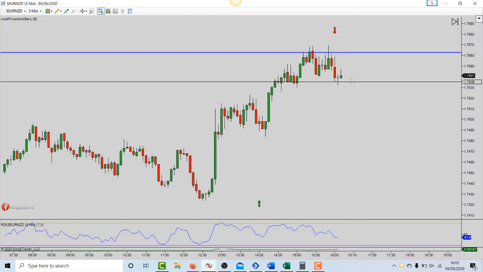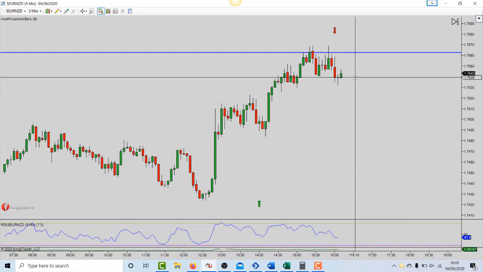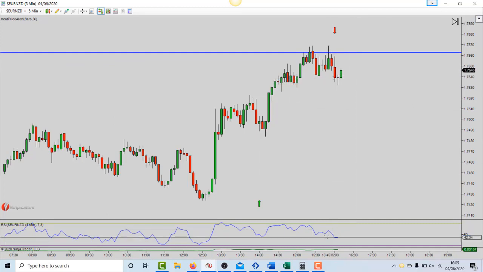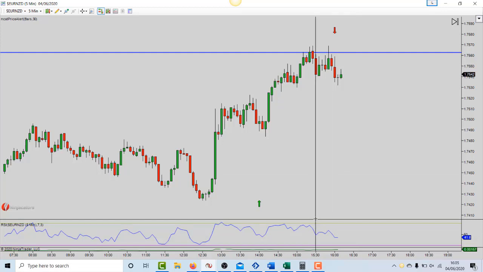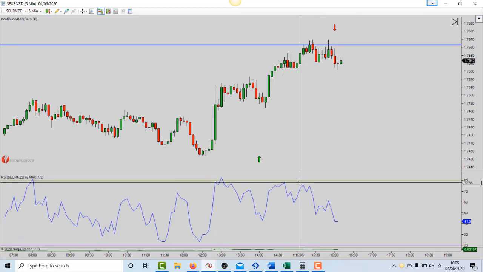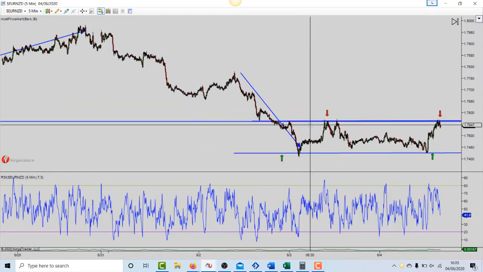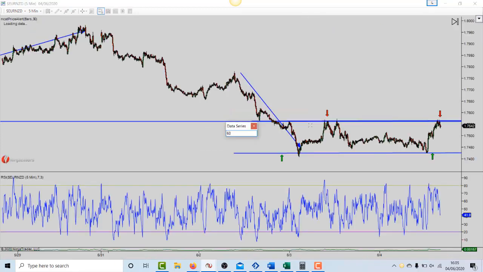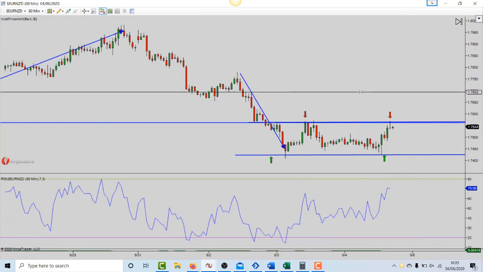Has it been confirmed, that double top? It has. We've had a break below, close below. Is the RSI confirmation there? No, it is not. We're not overbought here, so I can't enter in on that. I'm simply going to wait for the hourly to close and see if we get that 3-bar reversal.